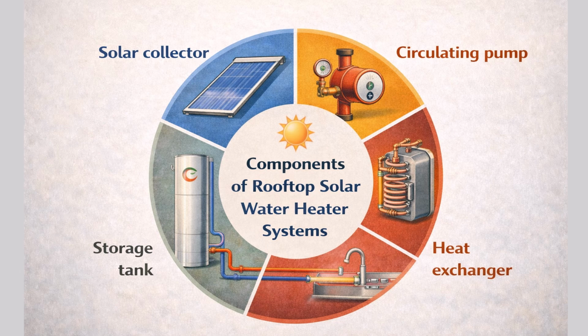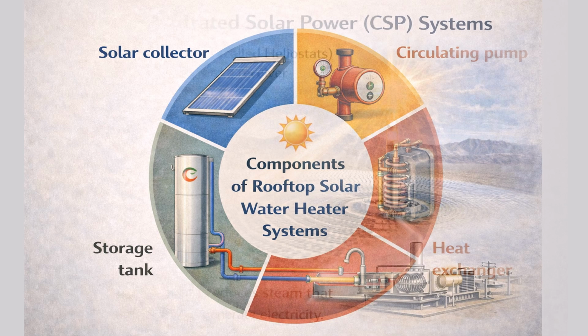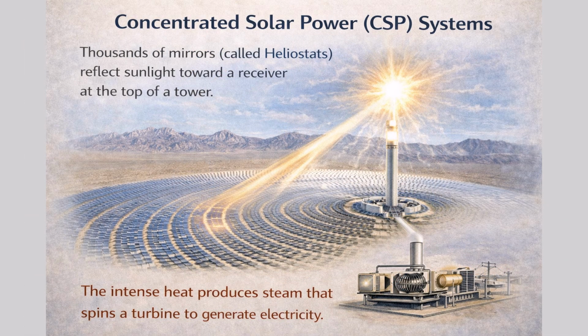Now what about concentrated solar power? How is that different from ordinary solar panels? Concentrated solar power, or CSP, is quite different from photovoltaics. Instead of converting sunlight directly into electricity, CSP first converts sunlight into intense heat. It does this using thousands of large mirrors called heliostats, which all track the sun and reflect its rays onto a single receiver at the top of a tall tower. The concentrated sunlight at that receiver can reach temperatures of over 500 degrees Celsius.